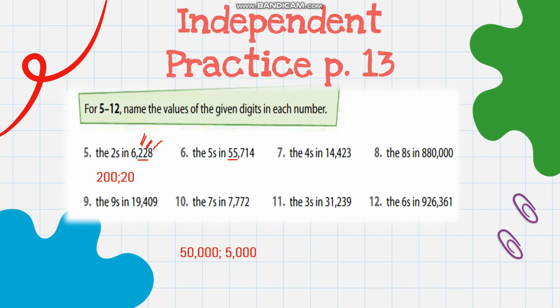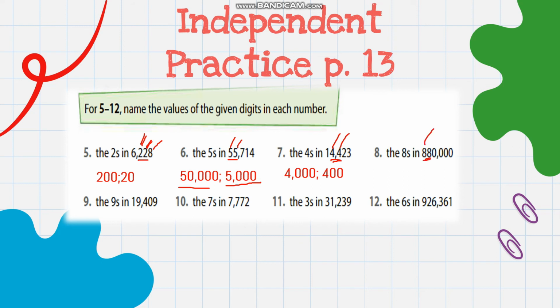What are the values of 5s? So the answer is 50,000 because the first 5 is in the 10,000s place, and another one is 5,000 because the second 5 is in the thousands place. 4, these are the digit 4. So the first 4 is in the thousands place, that's why the value of the first 4 is 4,000 and the value of the second 4 is 400. The value of the first 8 is equivalent to 800,000 because it is in the 100,000s place, and the value of the second 8 is 80,000 because it is in the 10,000s place.